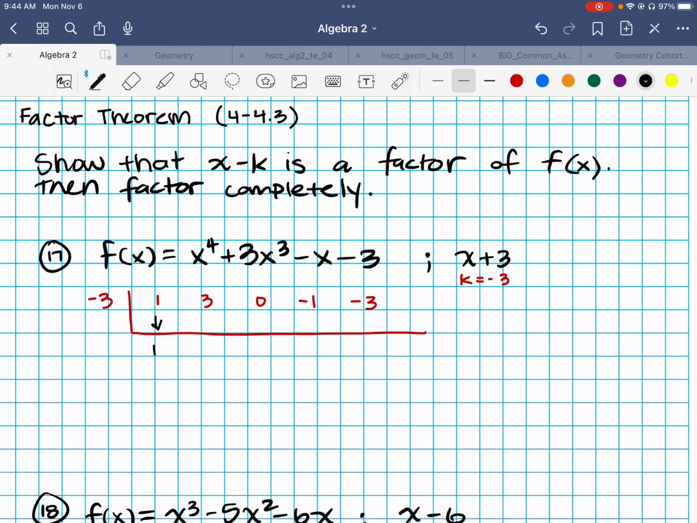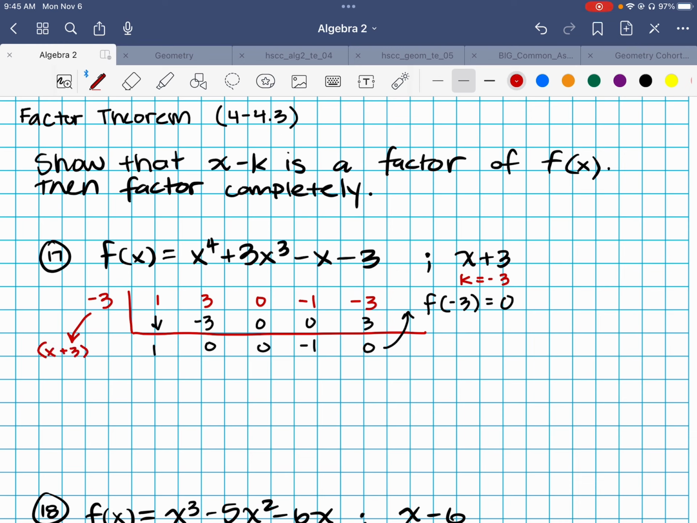So we drop the 1 and we multiply. 1 times -3 is -3, -3 plus 3 is 0. Wow, lots of zeros in there. Another 0, and then a -1, and then a +3, which, yep, gives us a 0. Now, when the remainder is 0, because we plugged in -3, we can identify that this is a factor. So we now know that x plus 3 is a factor of the polynomial.